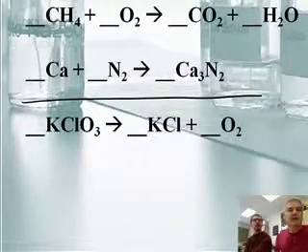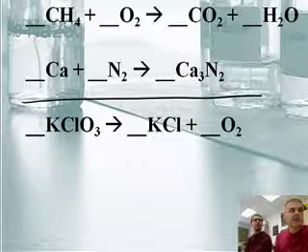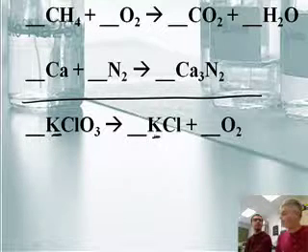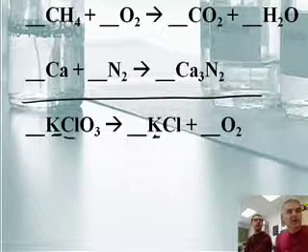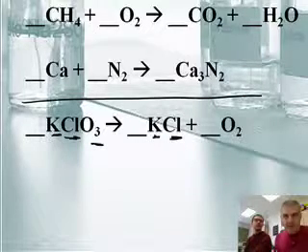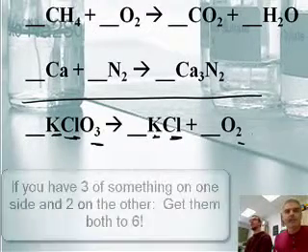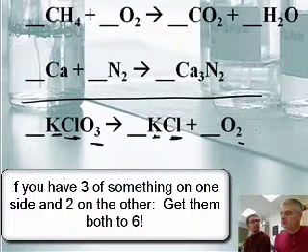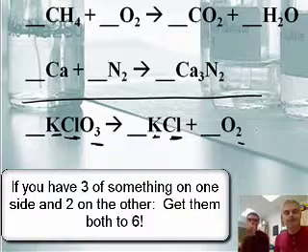We'll just do this one down here. All right, so potassium chlorate is what this is. Okay, my K's. 1 there, 1 and 1. Hey, that's good. Cl, 1 and 1. Yay! We are rocking. Oxygen, 3 and 2. 3 and 2, guys. If you ever have 3 and 2, make them both 6, because 6 is the lowest common multiple of 3 and 2.